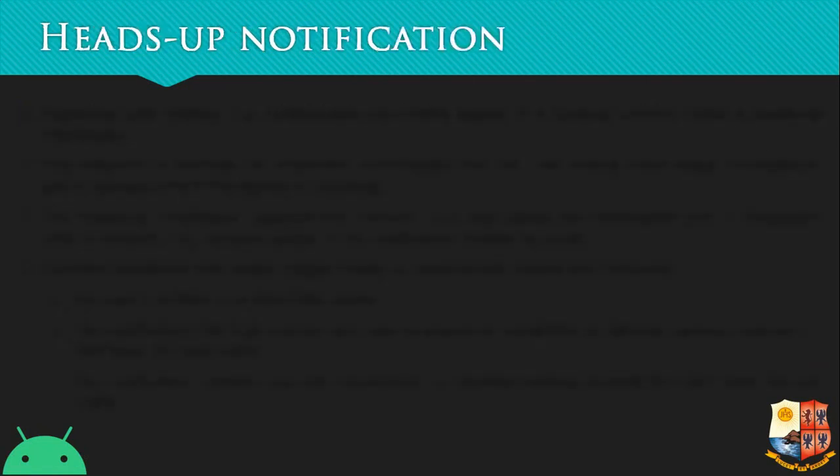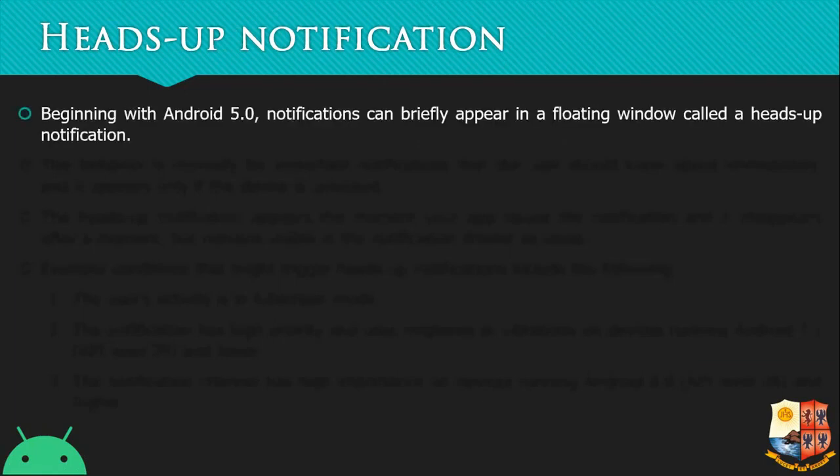In the recent versions of Android, you have something called a heads up notification. What is a heads up notification? It is something which comes without interrupting your current work. It just comes on the top of your screen, whatever you're using right now. Probably on the top you'll get a small notification. I'll show you an image to explain. It started with Android 5.0. The notification will briefly appear in a floating window called the heads up notification. All of you would have seen this. When you see the diagram, you'll understand.